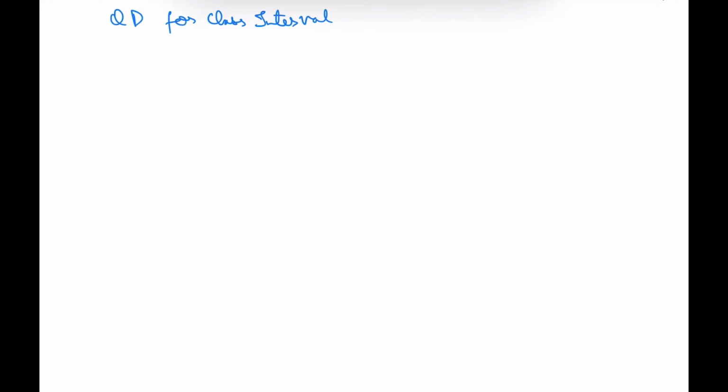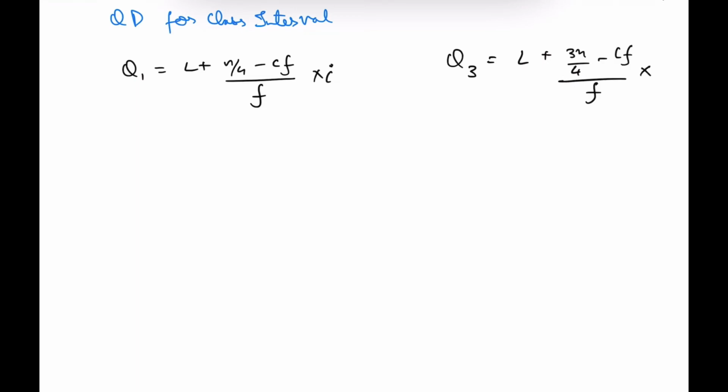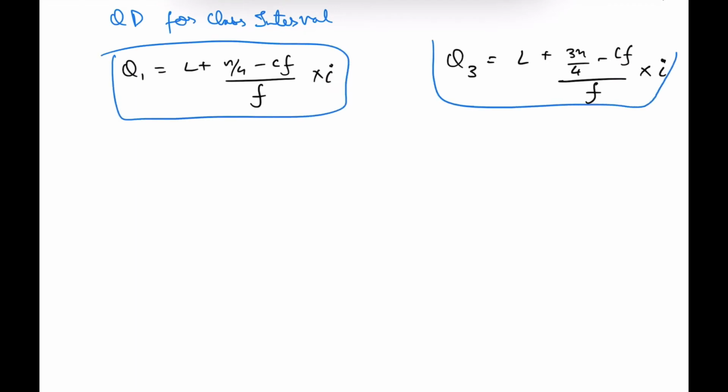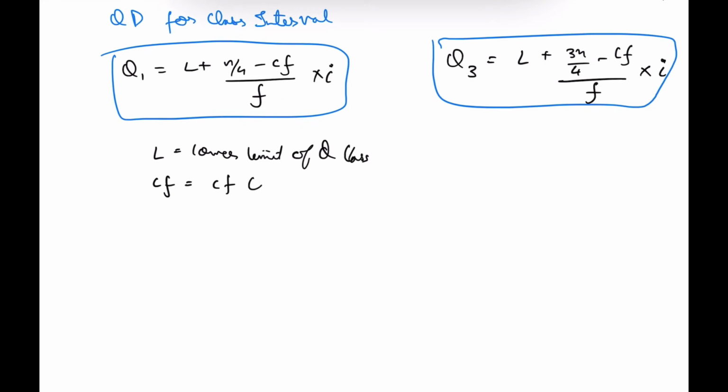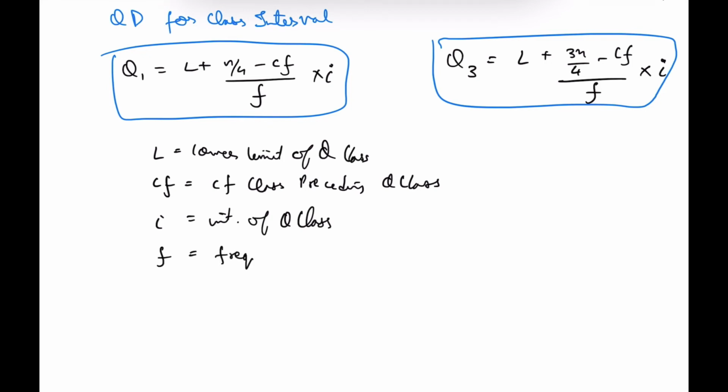We will now talk about QD for class interval. The formula for Q1 equals L plus n by 4 minus Cf upon f into I, and the formula for Q3 equals L plus 3n by 4 minus Cf upon f into I. So these are the formulas for QD for class interval. Here L equals lower limit of Q class, Cf equals Cf of the class preceding the Q class, I equals interval of Q class, and f equals frequency of Q class.